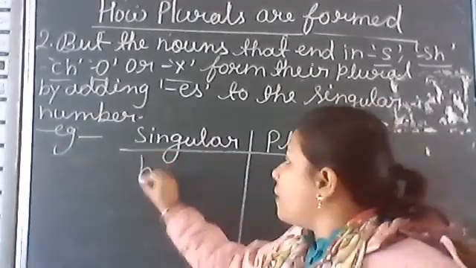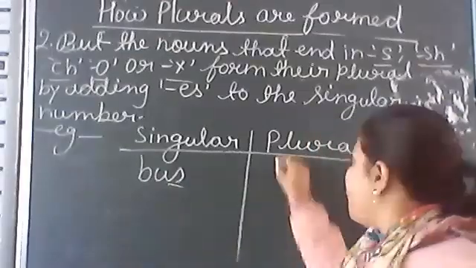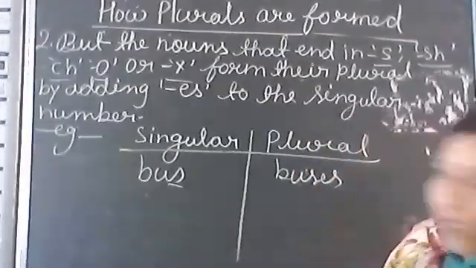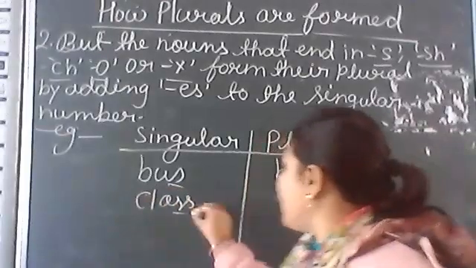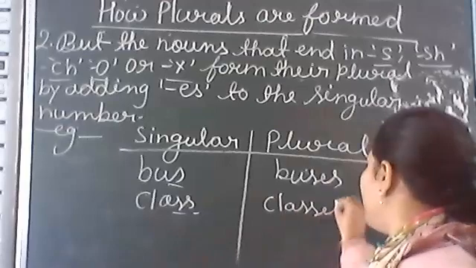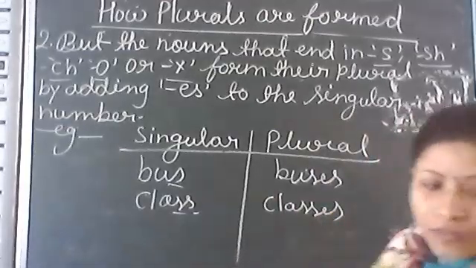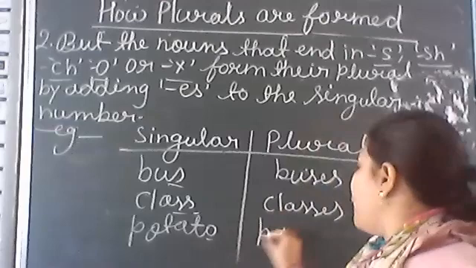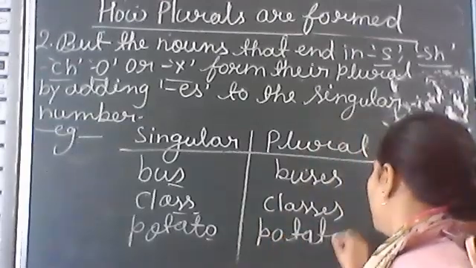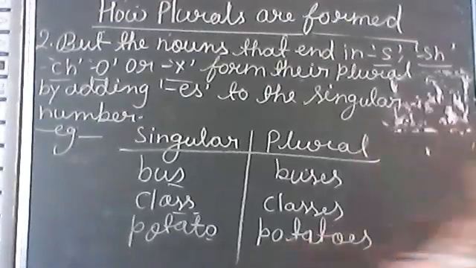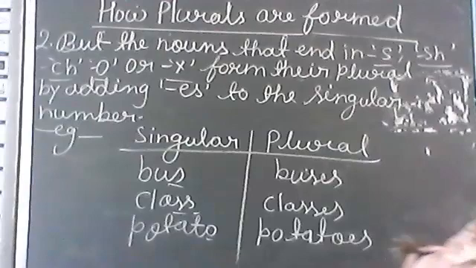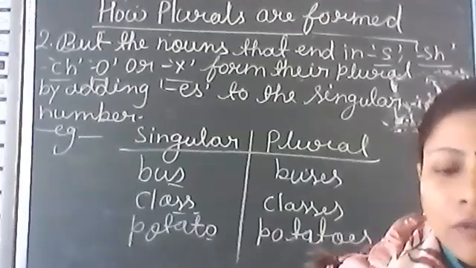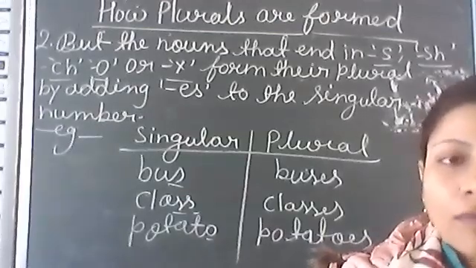We have example, bus. Bus ends with s, and when we make it plural, we have to use es. Class ends with double s, and when we make it plural, we have to use es. Potato ends with o, and when we make it plural, we have to use es, potatoes. This is the second rule of making plural from singular number.